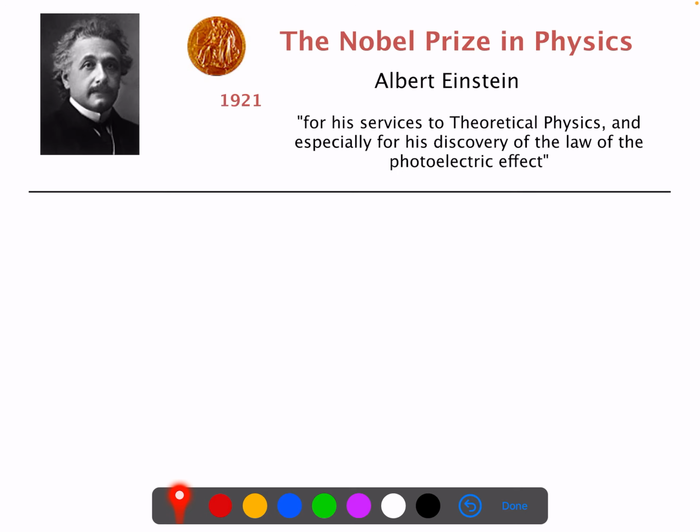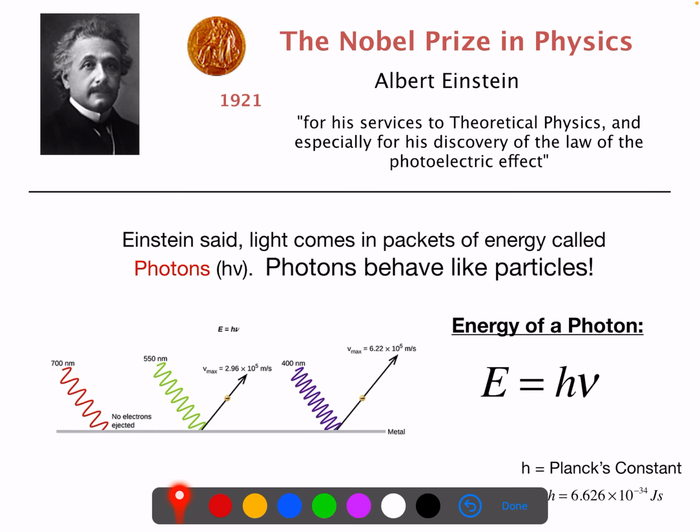Then, a few years later, Albert Einstein comes into the mix, and he wins a Nobel Prize in 1921. And this is for his discovery of the law of the photoelectric effect. So building on Planck's work, he takes this idea of this quanta of energy. And what Einstein says is light is definitely a wave, but light is also a particle. And it's a particle called a photon.